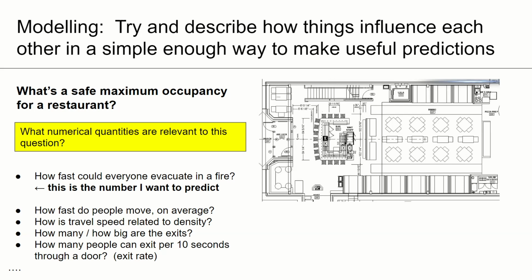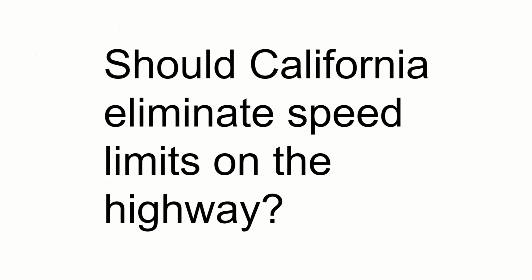So if we wanted to try and come up with a single number for what's a safe maximum occupancy, there are a lot of potential factors that are related. And in order to make a model, we would want to try and describe the relationships between these factors using equations. So we're not going to do this model right now. I just wanted to illustrate a little bit of the perspective that we're coming from. Let's think of another one.